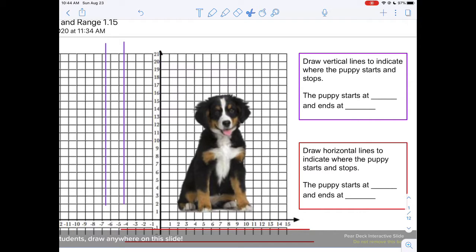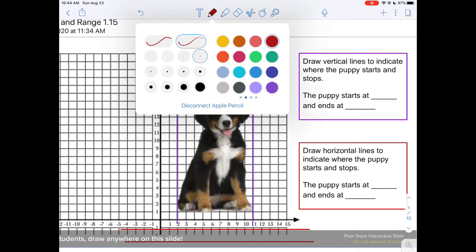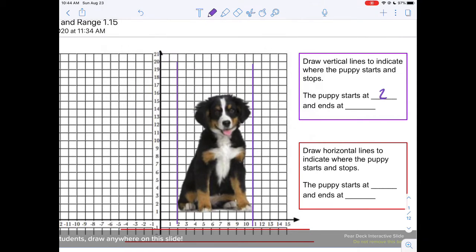Okay, so we want to draw vertical lines to indicate where the puppy stops and starts. So I'm going to take this vertical line and it looks like the puppy starts right at about 2. So there's my first vertical line. And then we keep going across to the right. Remember, we read domain left to right. And the puppy stops, his little tippy toe is right there at about 11. So the puppy has a domain from 2 to 11. So he starts at 2 and ends at 11.